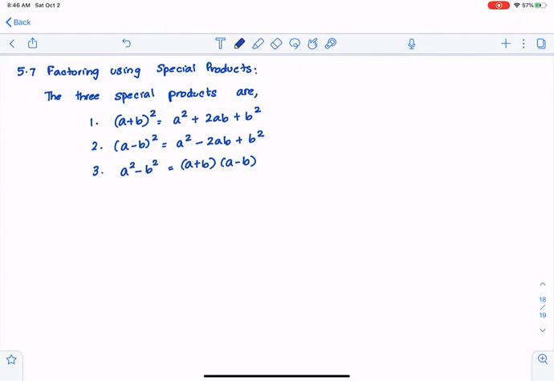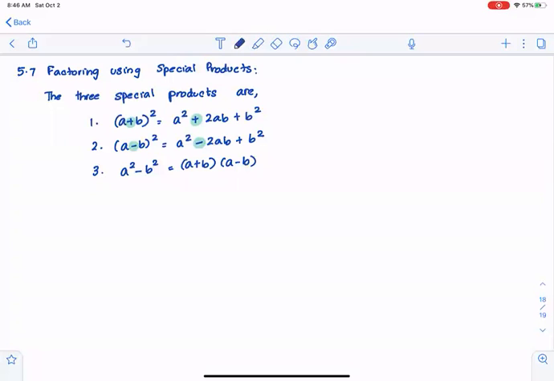Now, how do we determine which one to use? If the middle term has a positive sign, typically in a trinomial or a polynomial of degree 2, that would be the number right next to x. If that number is positive, we're going to use the first special product. If that number is negative, we will use the second special product.